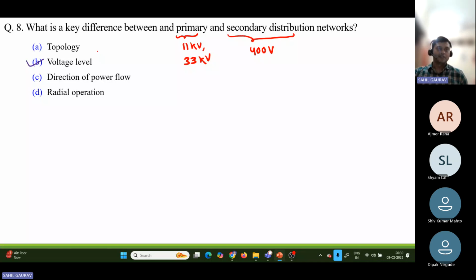And if you see the other things, topology is radial, it is the same, so it is not a difference in topology. And the direction of power flow is unidirectional because of radial topology. So both are of unidirectional type, and both are in radial operation. So the correct answer is voltage level.